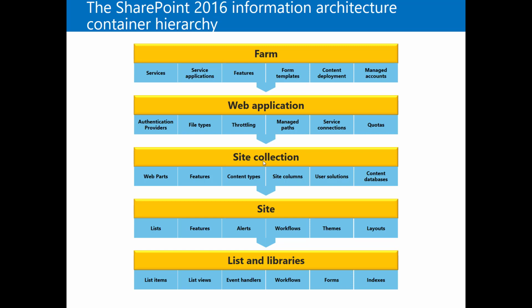The first department will be, for example, IT, information technology. The second one, HR, human resources. The third one, finance. The fourth one, marketing, and so on. Each department will act as a site collection, with its own web parts, features, content types, site columns, solutions, content database, and so on. So these basically act as a security boundary. Inside it, you will have sites, and each site will have sub-sites, and so on.